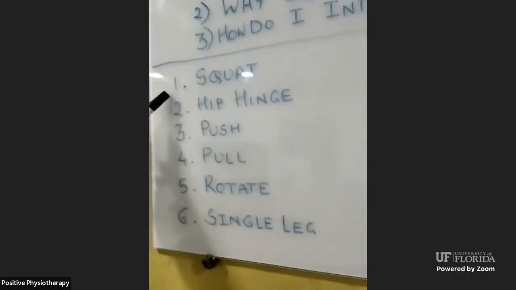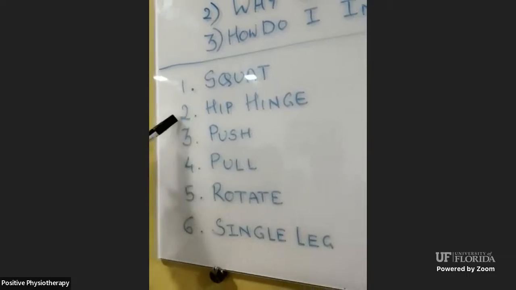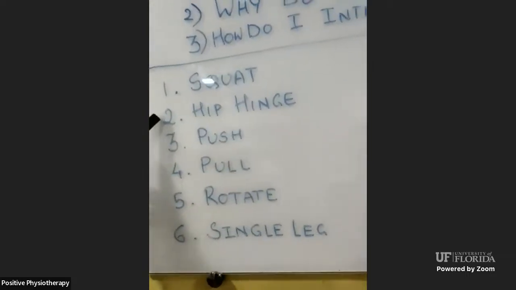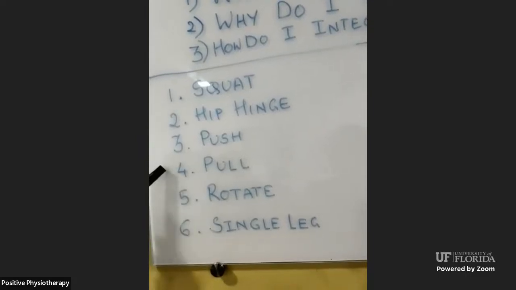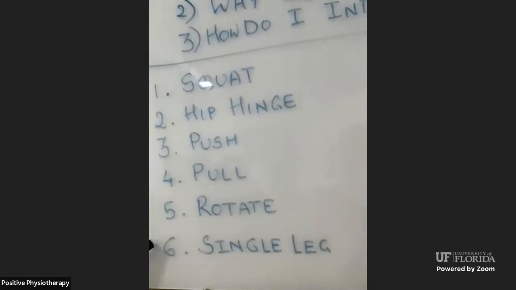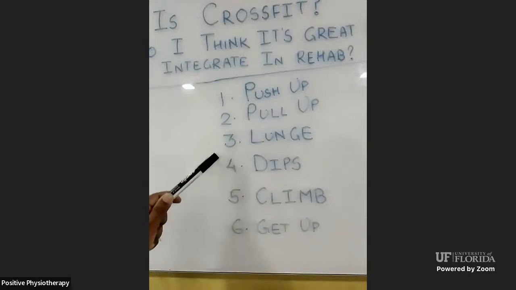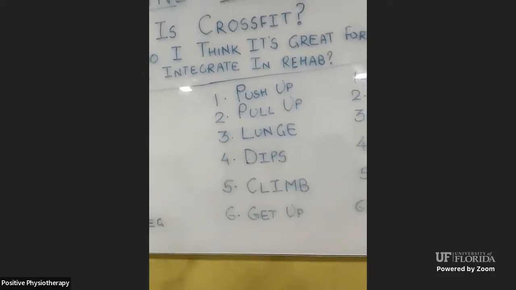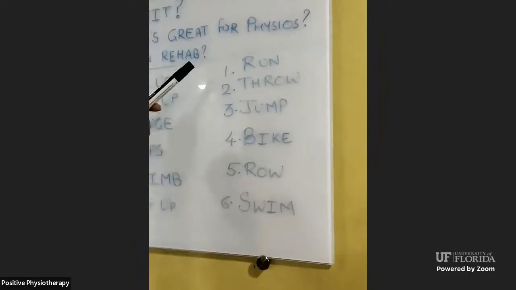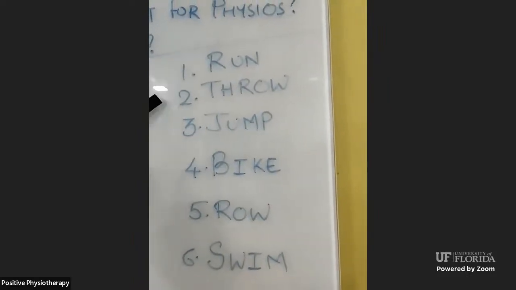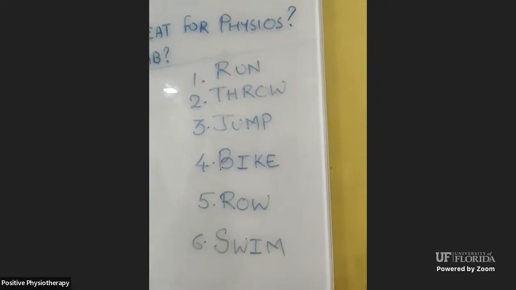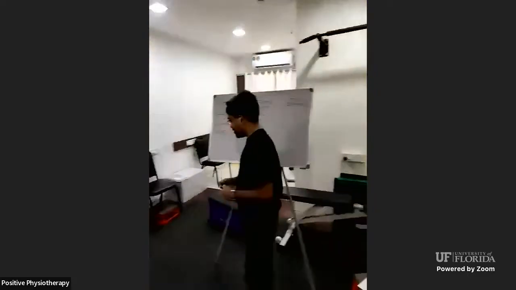Let me give an example of what functional movements are. We always say movements such as a squat. A squat, meaning getting up from a chair, is a squat for us. A hip hinge, meaning picking something from the floor, is a hip hinge. A push, a pull, a rotate, a single leg are examples of functional movements. In the same way, movements such as a push up, a pull up, a lunge, a dip, a climb, and a get up are slightly higher intensity but still functional movements. Things such as walk or run, throw, jump, bike, row, swim are functional movements. So when I'm saying functional movements, I'm looking at movements which we see in normal life.